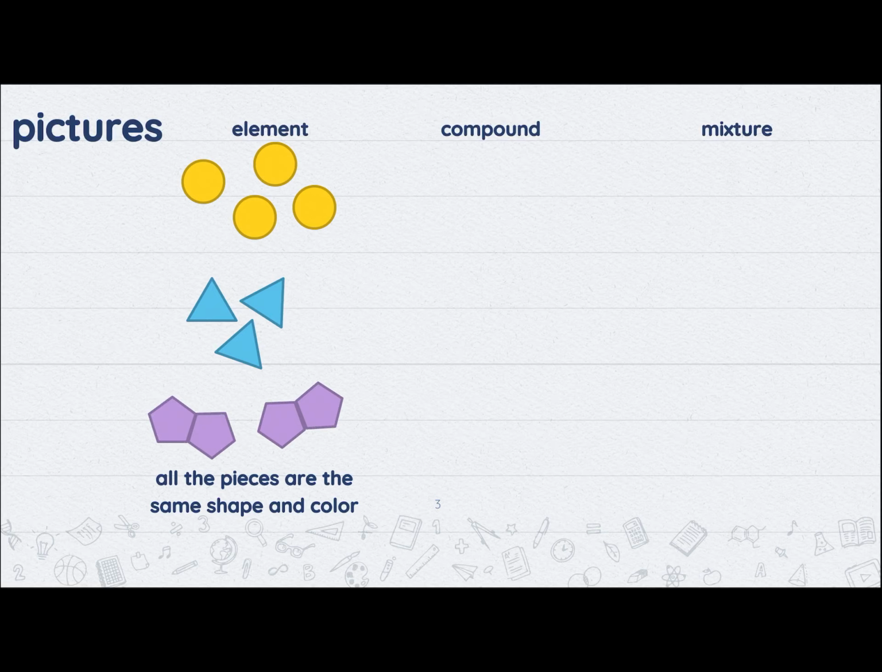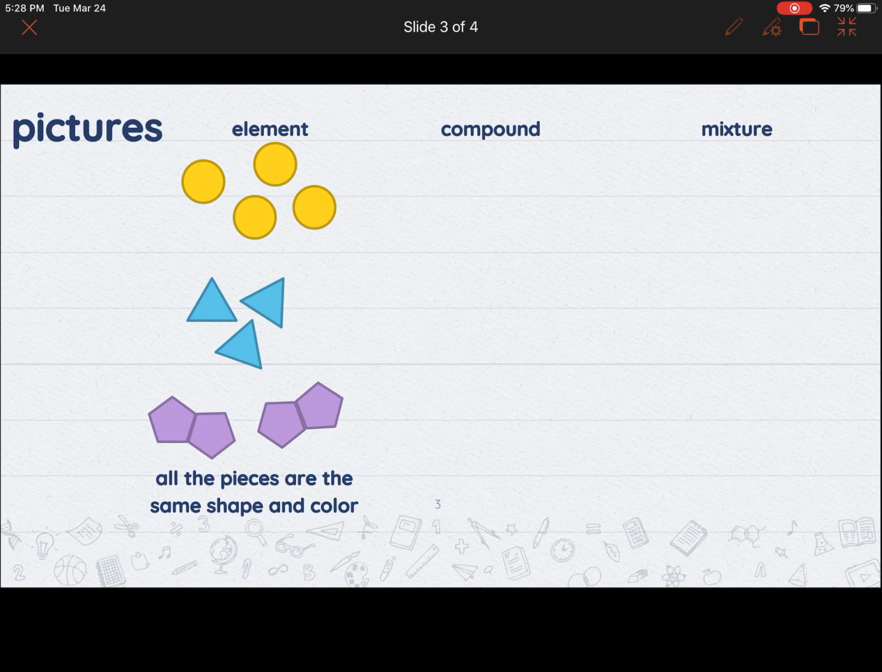Now you can see here that these purple pentagons are touching each other, and that means that they are chemically bonded. I can have two atoms together that make a molecule, and as long as they are the same element, then it's still an element.